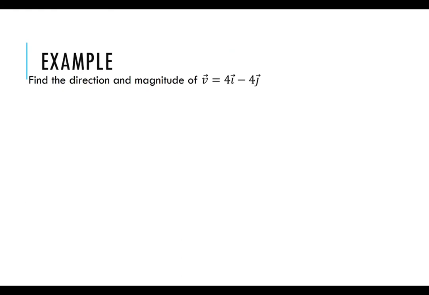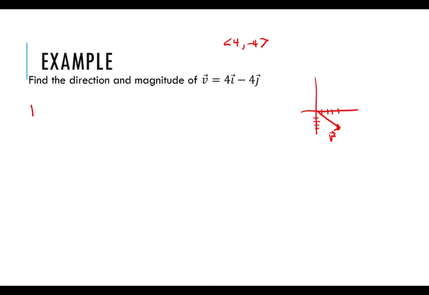Now we want to find the direction and the magnitude of the vector v being equal to 4 i hat minus 4 j hat. So, if we want to find direction and magnitude, what do we do? Well, draw the position vector. Recognize that this is 4, negative 4, that is the vector, but that means that the terminal point is the point 4, negative 4. So, 1, 2, 3, 4, negative 4. The terminal point is at 4, negative 4. And so this specifically is my position vector. That is the vector v.